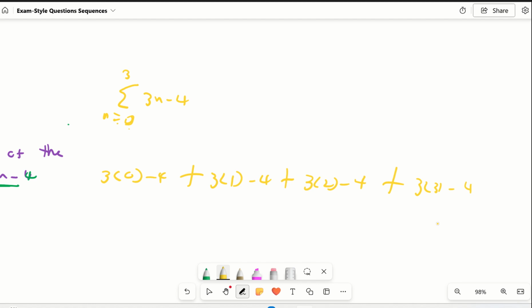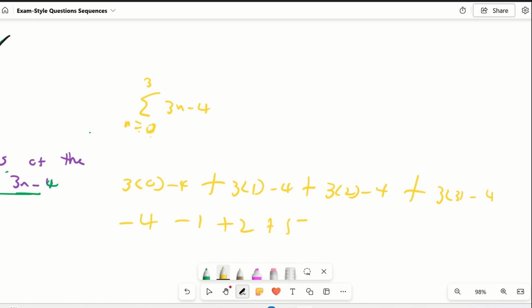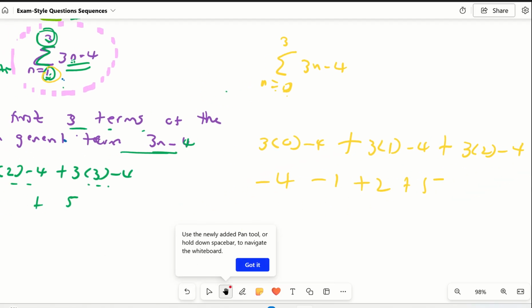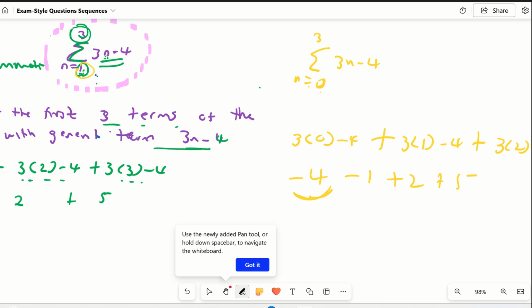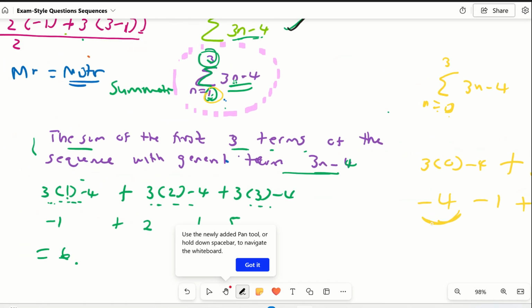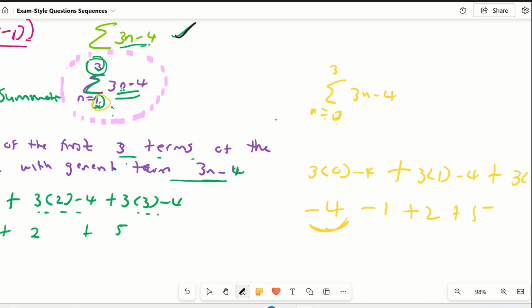Then it will be minus 4, minus 1, 2 plus 5. You see? So this is a different series. The difference between these two series is that this one has a first term of minus 4, while the other one has a first term of minus 1. You see? So you guys understand what I just wrote here?